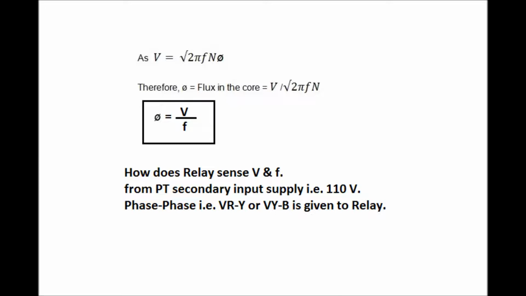Now as per the law of induced EMF of the transformer, V is equal to root 2 into pi into F into N into phi. So phi is proportional to the voltage of the system and inversely proportional to the frequency of the system. So how does the relay sense the voltage and frequency of the system? A PT secondary input supply, that is phase-to-phase voltage of 110 volt, is given to the relay, either VRY or VYB, from which the voltage and frequency of the system can be sensed by the relay.